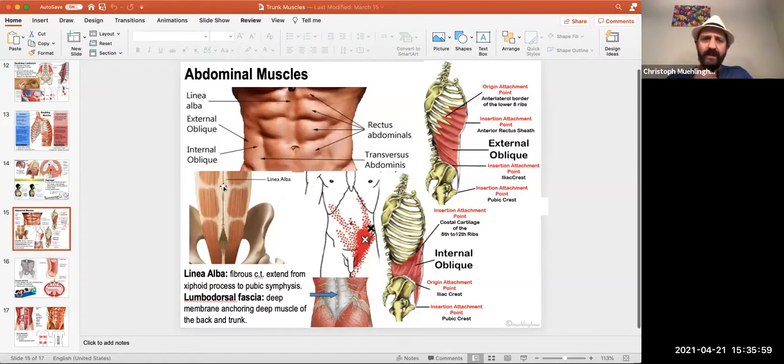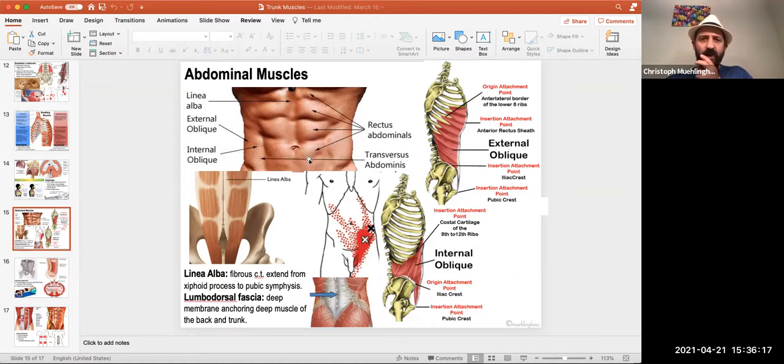That muscle, and many of the muscles, are medially attached to what's known as the linea alba, right in here. The linea alba is a thick fibrous connective tissue that goes from the xiphoid to the pubic symphysis, all the way down. A lot of these muscles can anchor into that. So we have a few muscles.